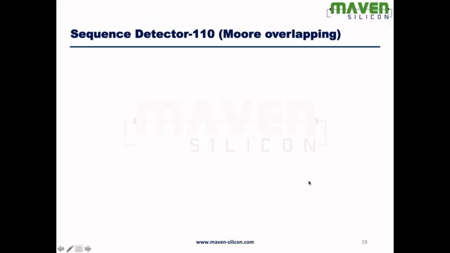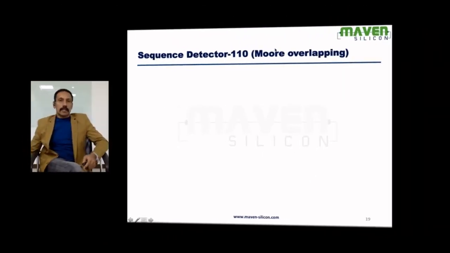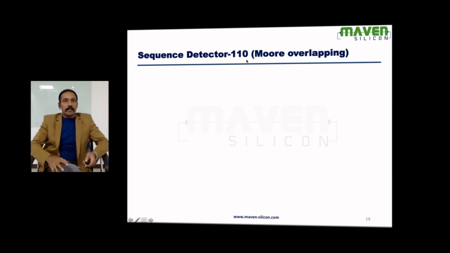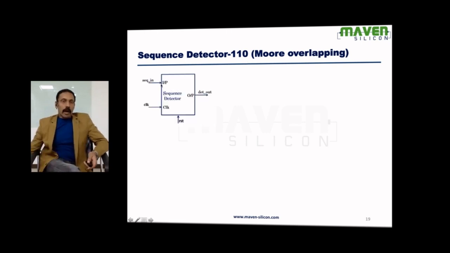Look at finite state machine. It's a simple sequence detector, 1, 1, 0. You can even try this example. This has inputs: sequence_in, clock, reset. There are 3 inputs and 1 output. Everything is single bit.